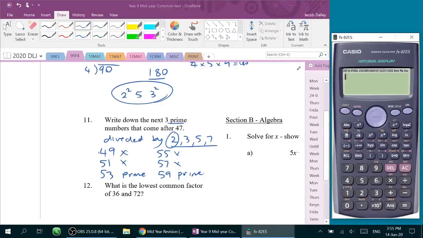Alright, next one after that, 61. 61 divided by 3 doesn't go. 61 divided by 5 doesn't go. 61 divided by 7 doesn't go. So 61 is also prime.